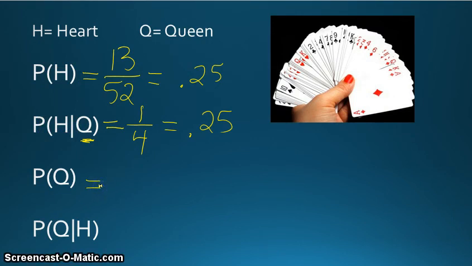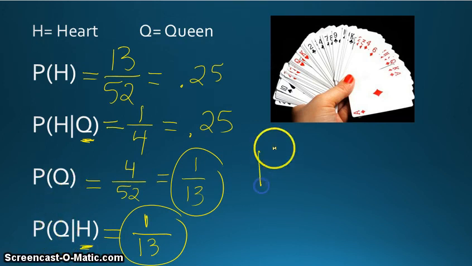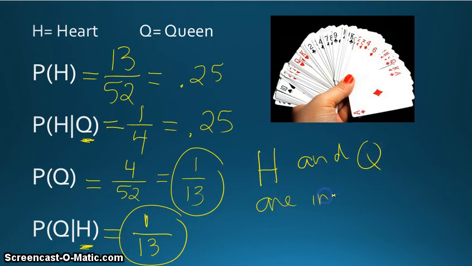Similarly, the probability of a queen was 4 out of 52, which is equal to 1 out of 13. The probability of having a queen, if it's a heart, we've got 1 queen of hearts divided by the total number of hearts, 13. So we can see here that knowing whether or not we have a heart does not change the probability that the card will be a queen. So heart and queen are independent. It's a short video on independence.